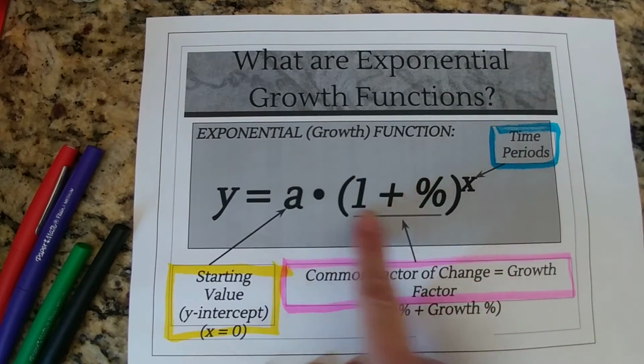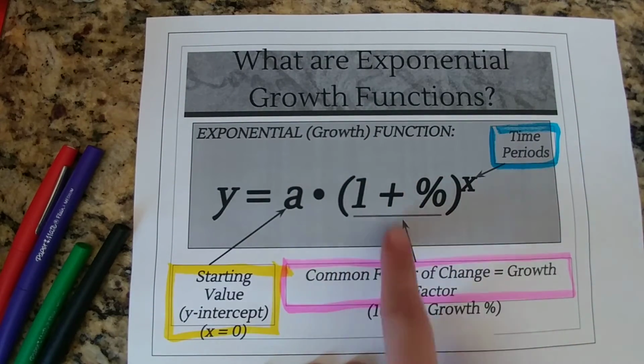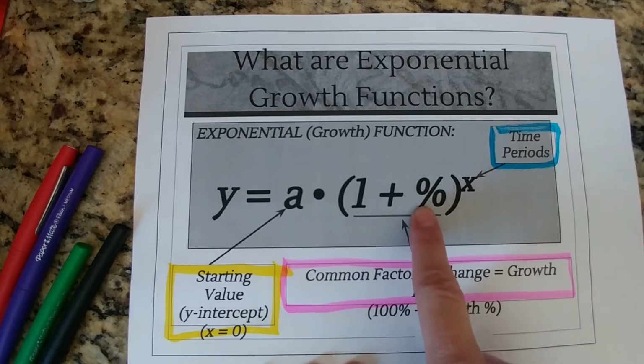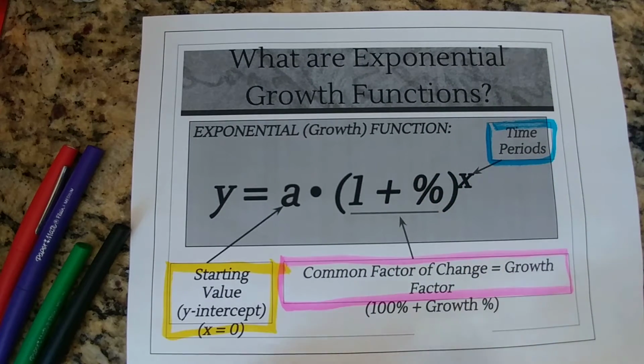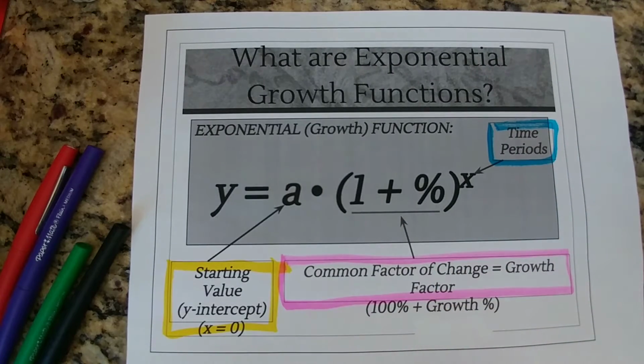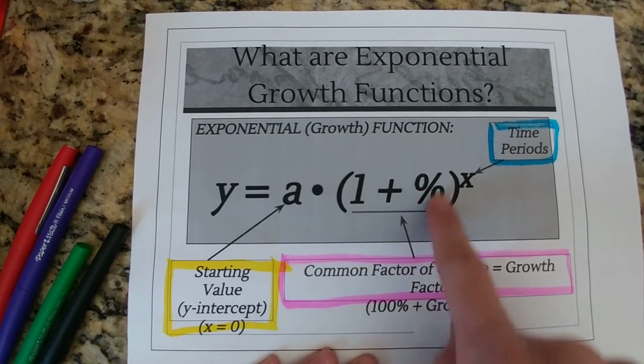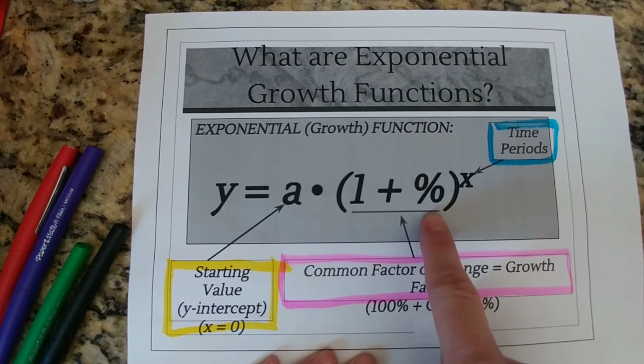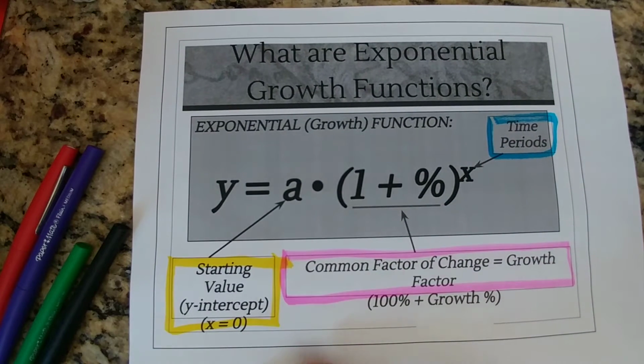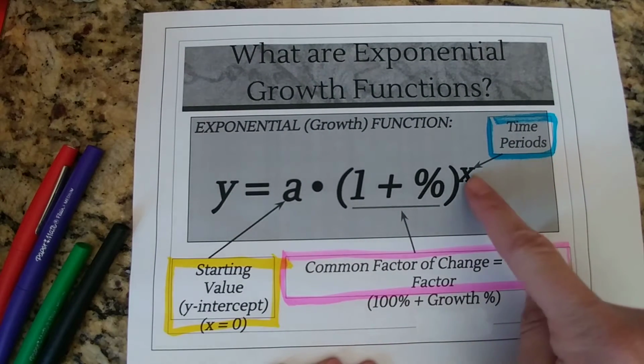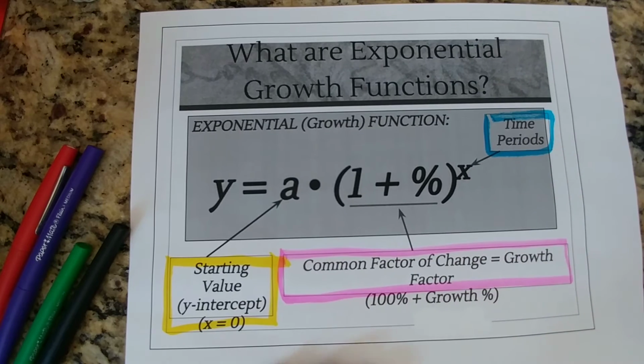But in here, instead of seeing the letter b, we're going to see 1 plus a percentage, because here we're going to be seeing problems where we're dealing with growth. So the b is our factor of change, and it will be growth in terms of a percentage. Then the x up here is going to represent our time periods.